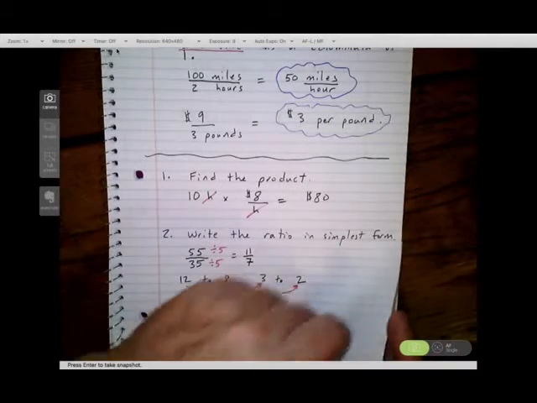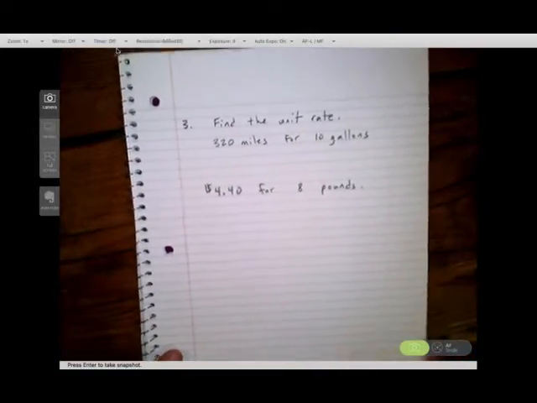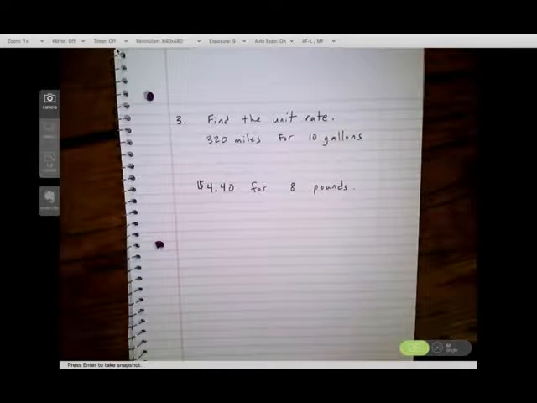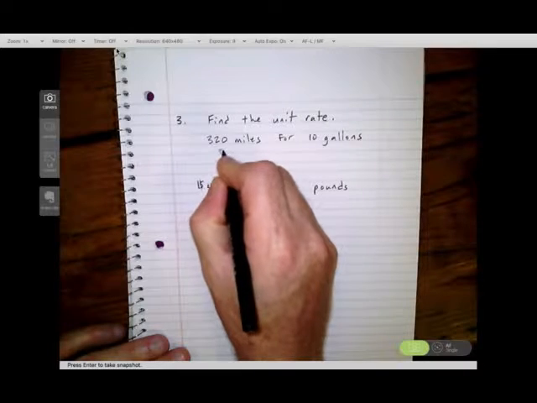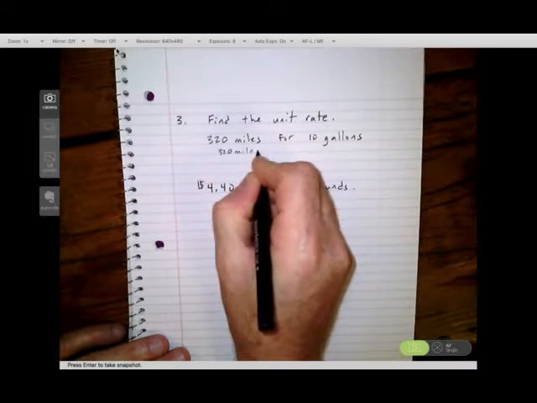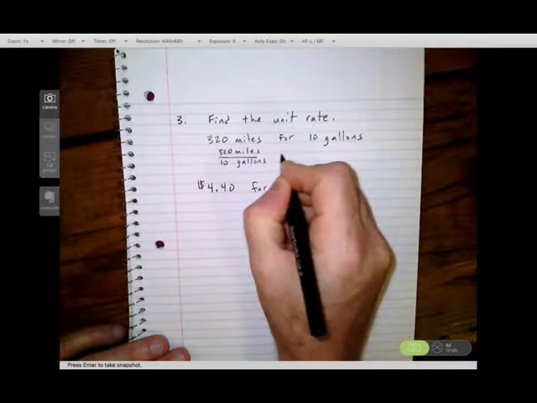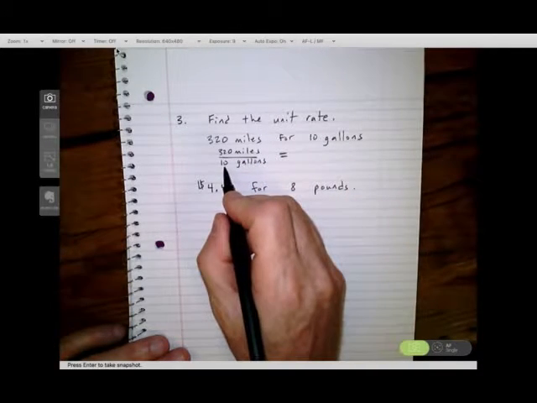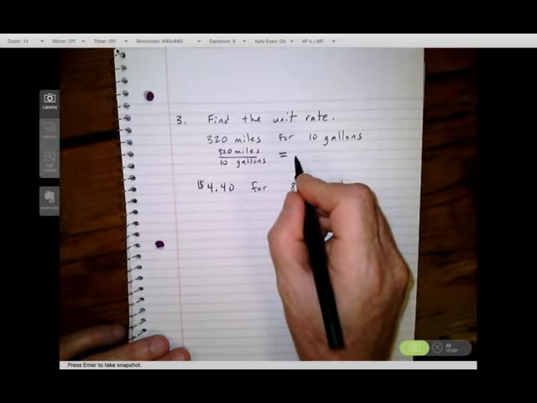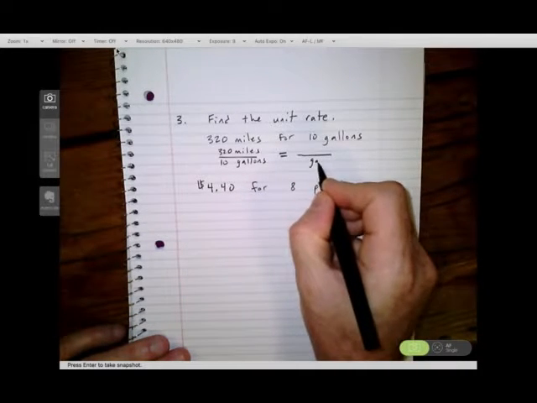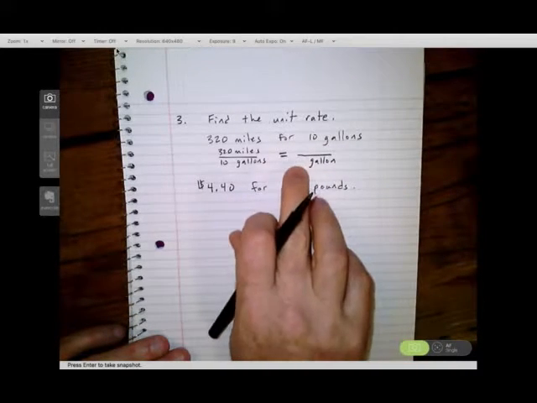Okay, and I think there's one more thing, and that has to do with the unit rates. Okay, so 320 miles for 10 gallons. So I will write this one like a fraction. So this is 320 miles for 10 gallons. And we want the bottom, this denominator, to be 1, so just a gallon. Again, I'm not going to write the 1 there.